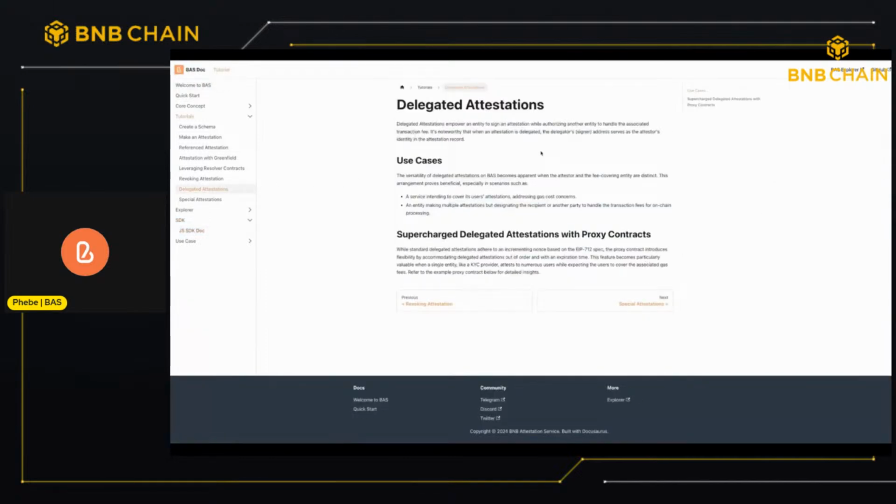Additionally, I want to emphasize that I strongly recommend developers understand the mechanism of delegate attestations, as described in the delegate attestation tutorial. This could be a common pattern for business development using BAS, especially in scenarios where users need to pay gas fees. In such cases, the project party only issues the attestation, and the user is responsible for submitting it to the blockchain.